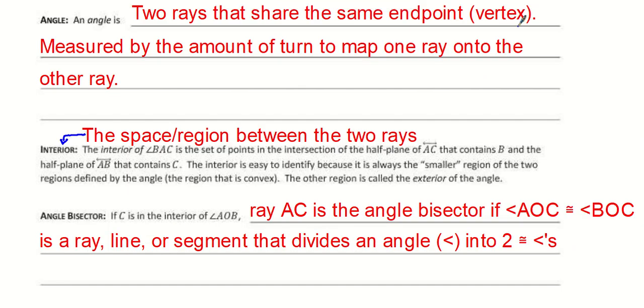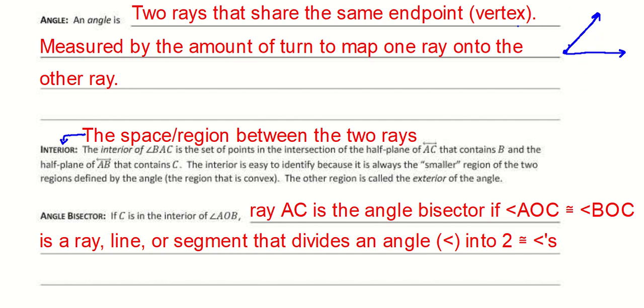See that our definition of an angle is essentially two rays that share the same endpoint. So this is a ray that goes from one point and forever in that direction, and there's another ray coming out this way. So this is referred to as an angle. The space in between these two rays is referred to as the interior of the angle, and the space on the outside of the rays could be the exterior of the angle.